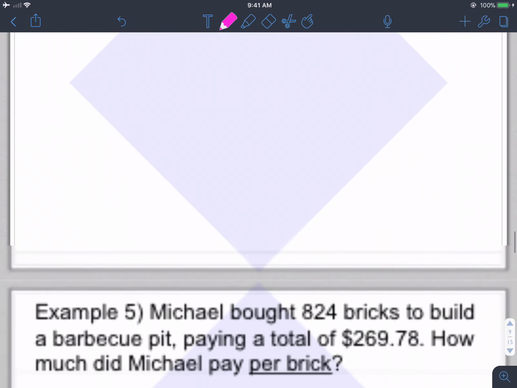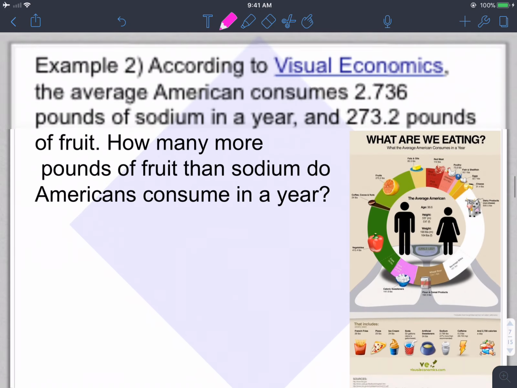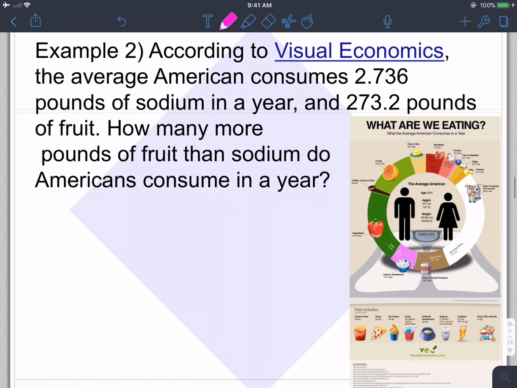Let's see, 1, 2, 3. They'll give you word problems. According to visual economics, the average American consumes 2.736 pounds of sodium in a year and 273.2 pounds of fruit. I did look this up. That is a lot of fruit. I don't know about you guys, but it's like, what, 2/3 of a pound of fruit every day? That's not me. I don't know. You eat fruit every day? Oh, that's good.